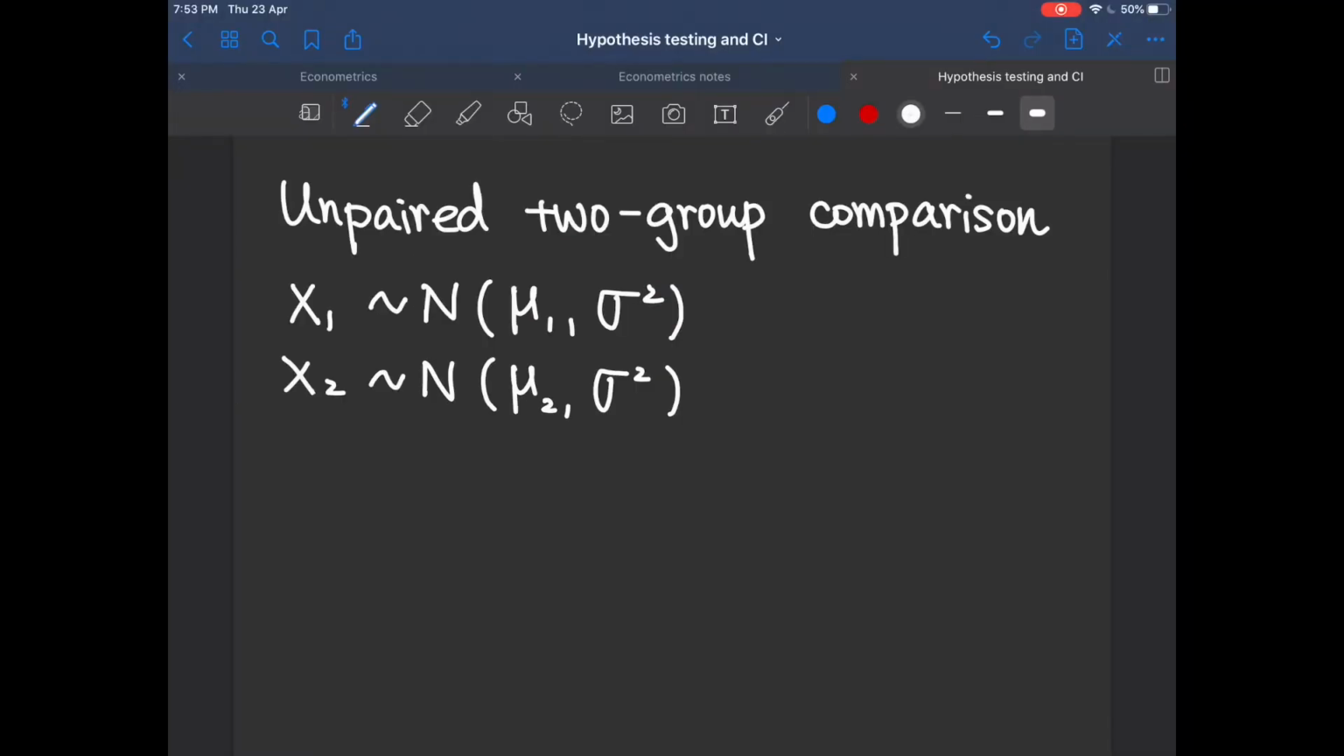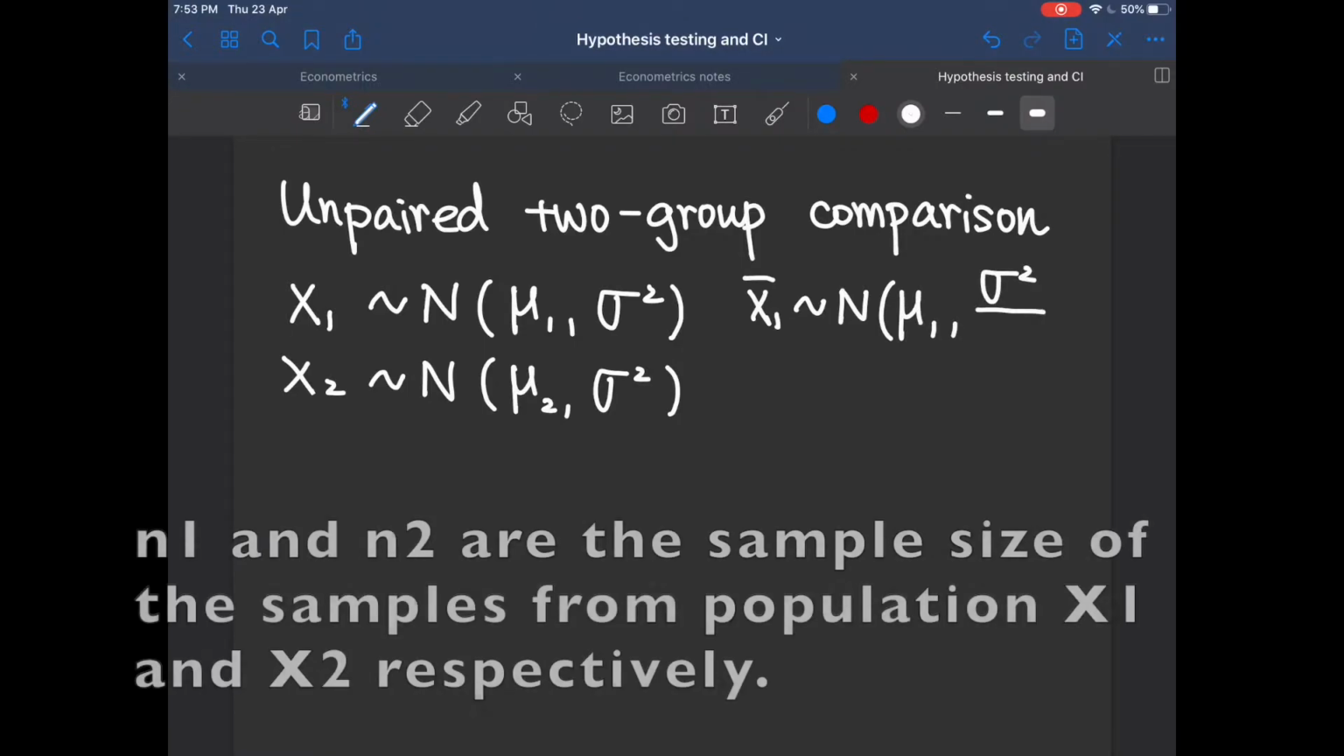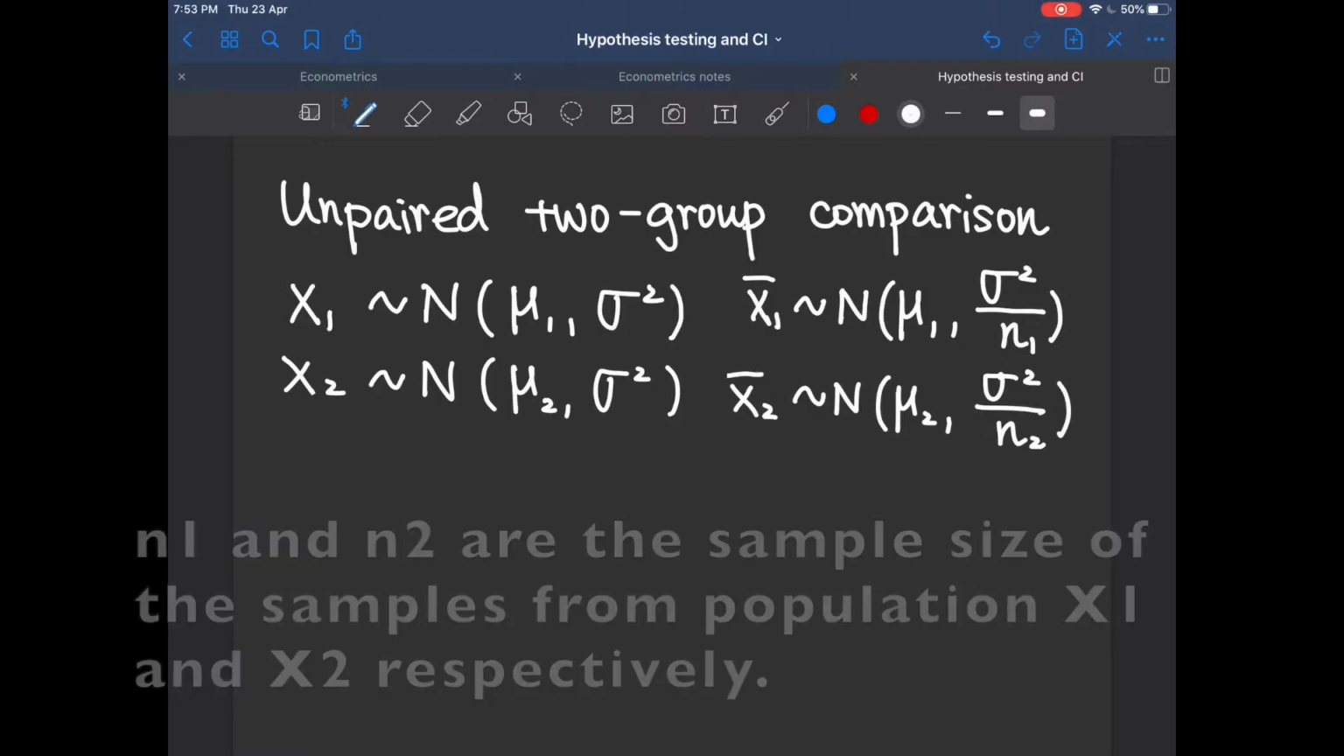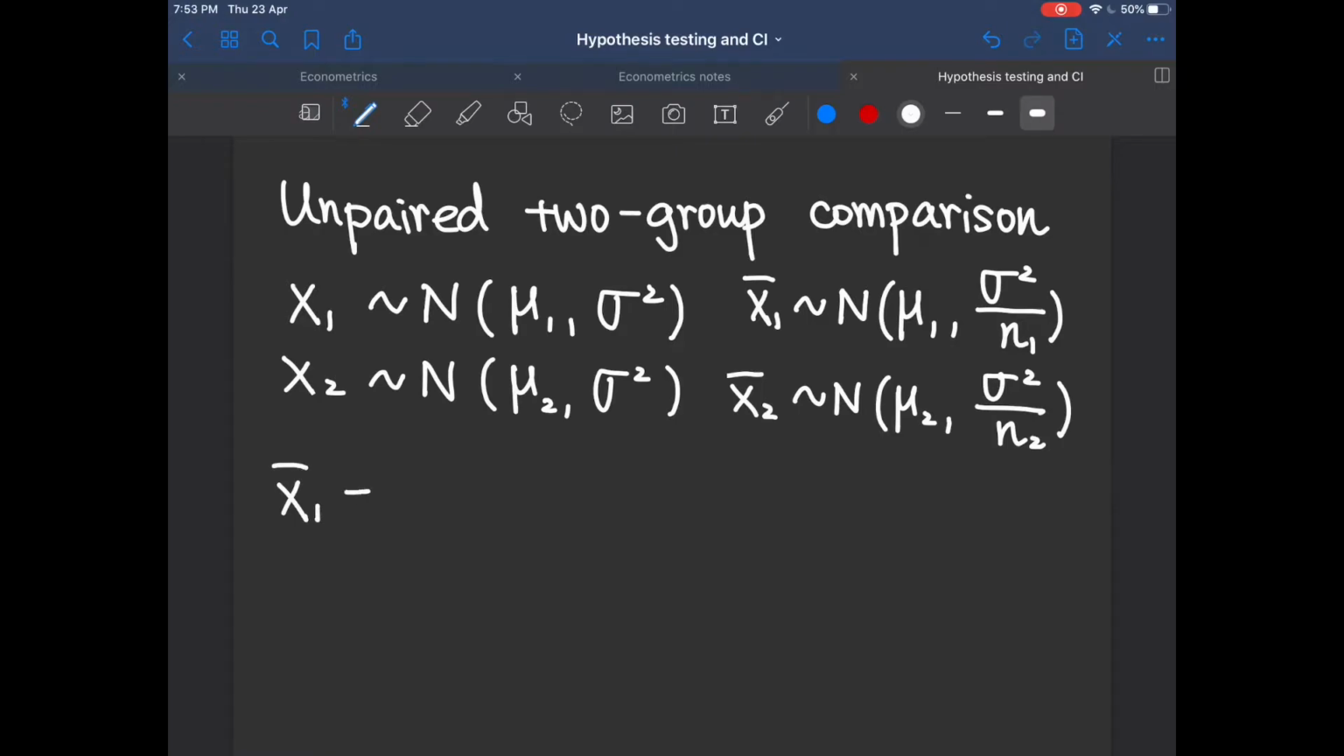When we have two samples from these two populations, x1 and x2, we can obtain the distribution of the mean of the two samples. So x1 bar should follow a normal distribution with the mean mu1 and the variance being sigma square divided by n1. And similarly, x2 bar follows a normal distribution with mean mu2 and variance sigma square divided by n2. So x1 bar minus x2 bar should still follow a normal distribution, with the mean being mu1 minus mu2 and the variance being sigma square divided by n1 plus sigma square divided by n2.